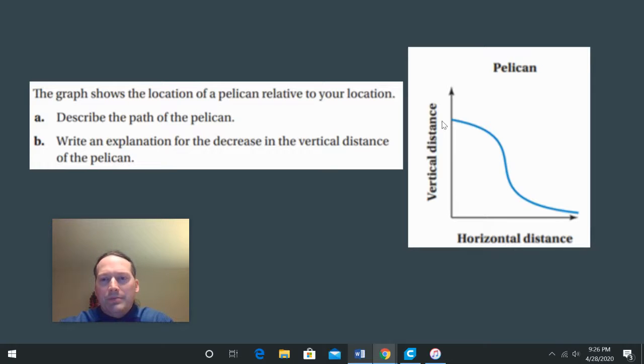So why would that happen? Well, maybe he's slowly coming down and maybe he thinks he's going to find something, because pelicans dive into the water to catch fish. So maybe it saw something, or it decided it was going to come down to land in the water. So it had a nice quick drop, and then it slowly came in for a landing. All right, kind of a neat little thing.